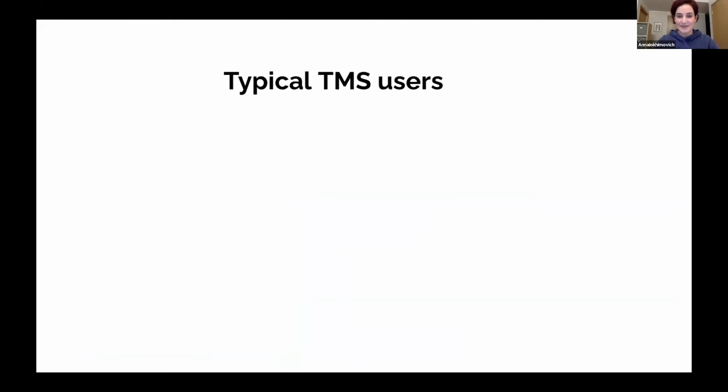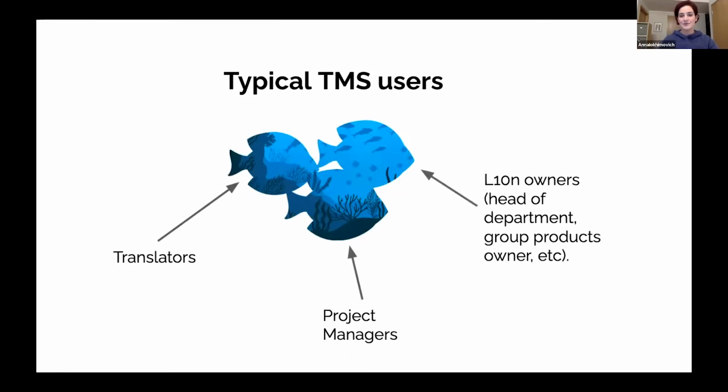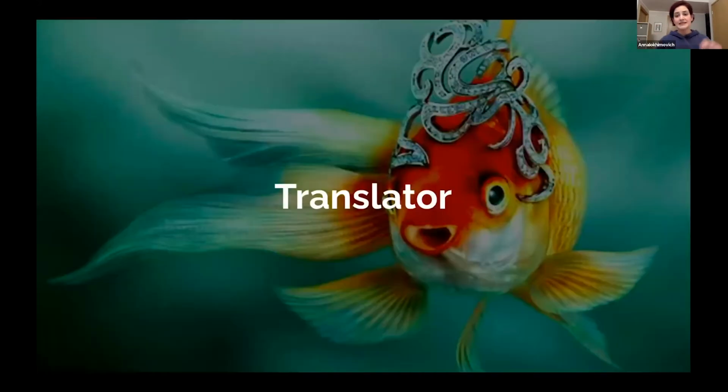Okay, so TMS. First of all, any translation management system has a bunch of users, which we can group in 3 big categories: translators, project managers, and people who can be called localization owners or heads of departments, group product owners, whoever is in charge of budgets, of resources, of vision, and building the big picture. And I'd like to talk about TMS from the perspective of each of these groups here.